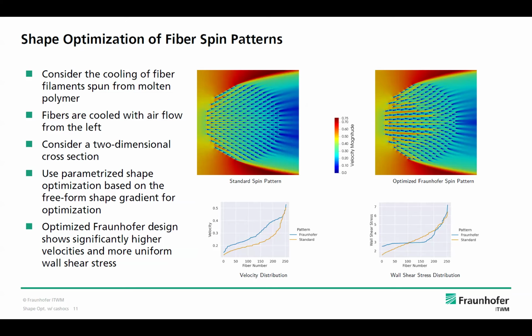And what we've done is we went from free-form optimization back to parameterized shape optimization. Here, we got an optimized pattern which introduces lanes so that the air can really flow to the back rows, and optimize this.